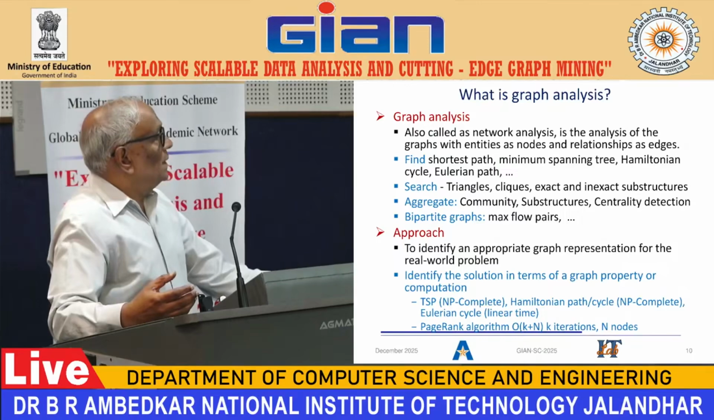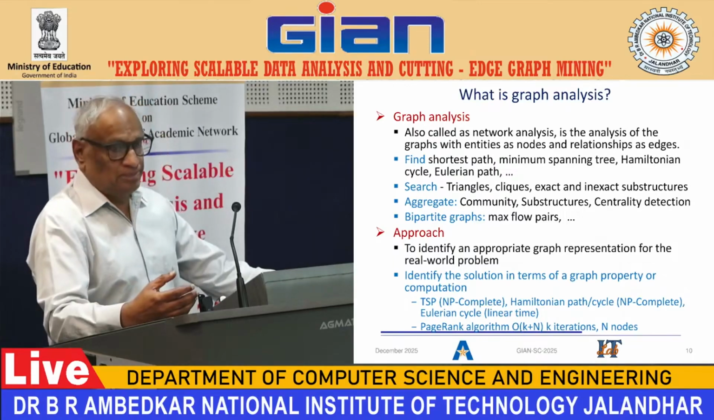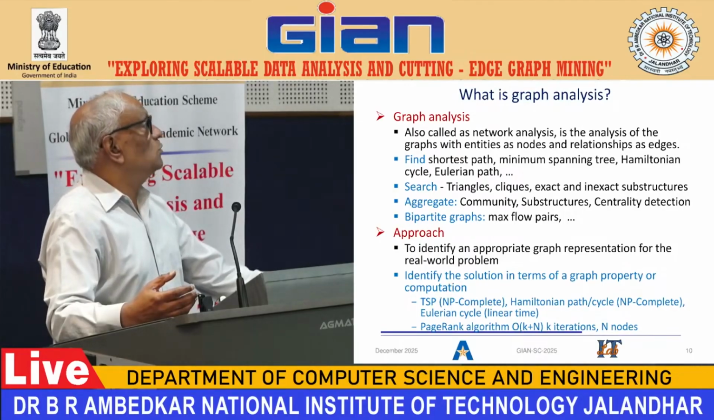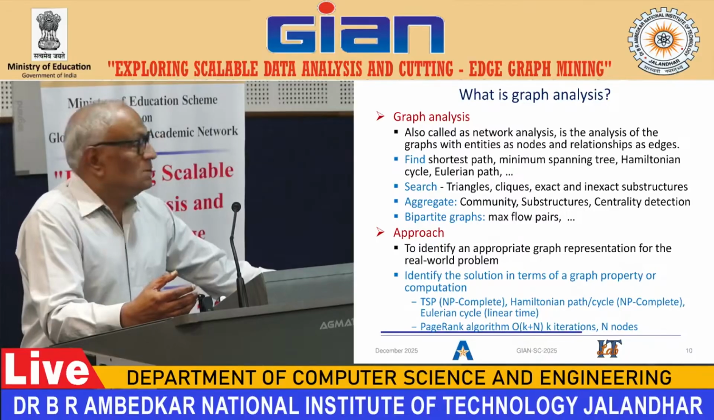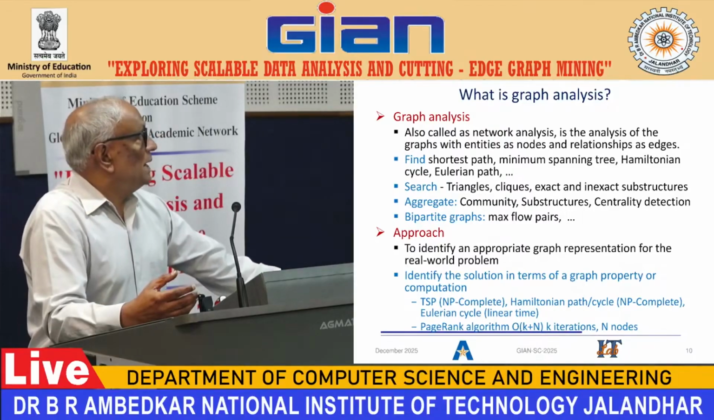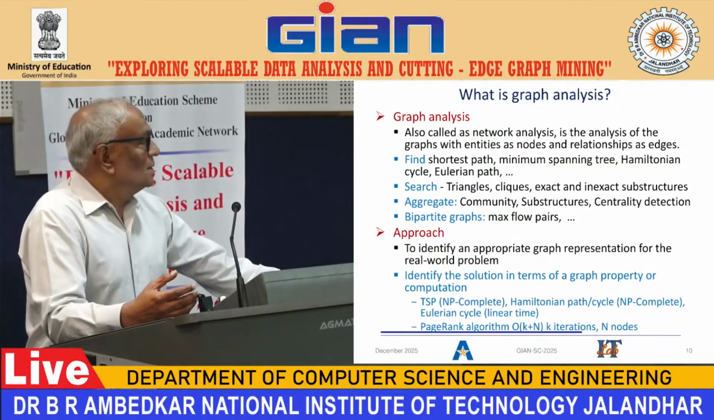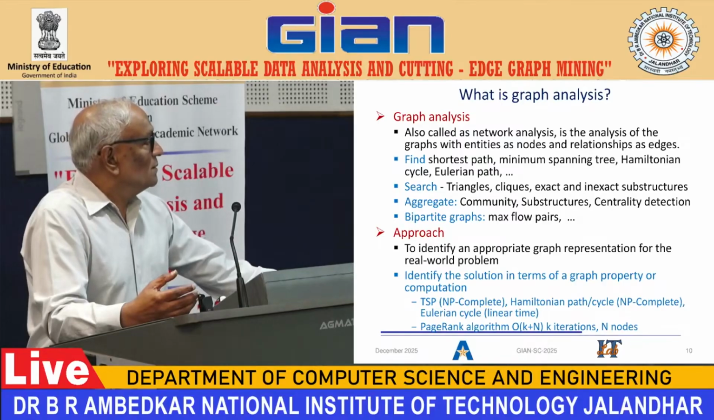So you may want to find shortest path. You may want to find minimum spanning tree. You may want to find a Hamiltonian cycle or Eulerian path. You may want to search for triangles, cliques, exact and inexact substructures. So these are some of the algorithms.